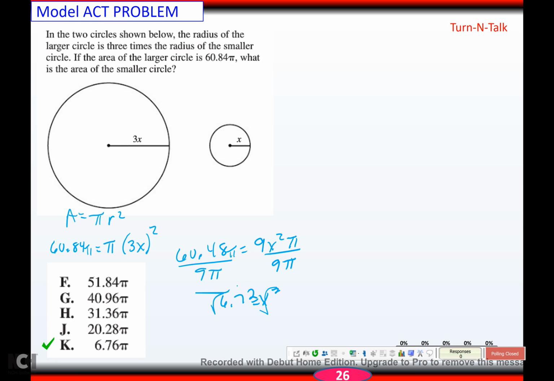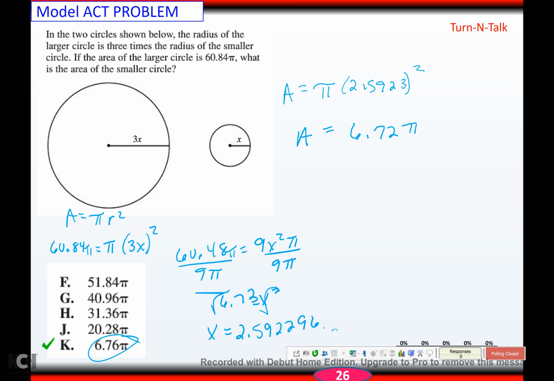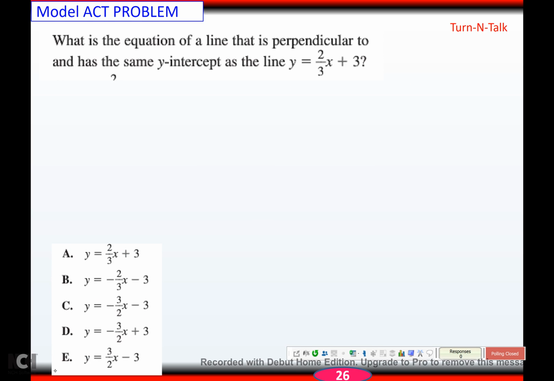So when I square root, I get x equals 2.592296, and so on. Okay, so that's what the radius is. So the radius is 2.59 and so on. So the area of the smaller circle is pi times the radius, which is 2.5923 if I round, squared. And I get area equals 6.72 pi, which isn't exactly 6.76, but it's because of rounding. Okay? All right, try this one.